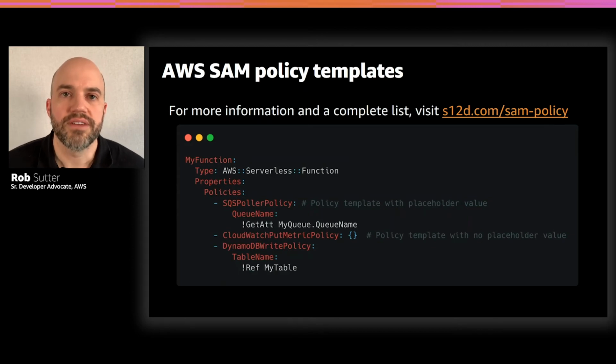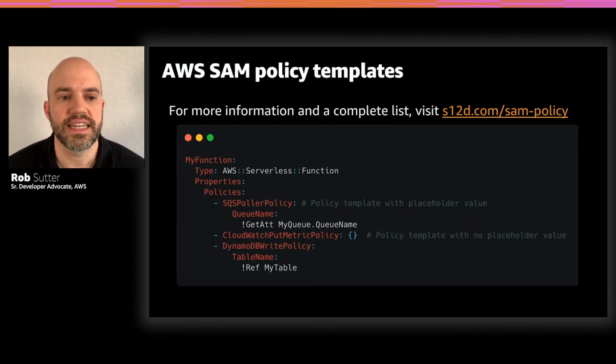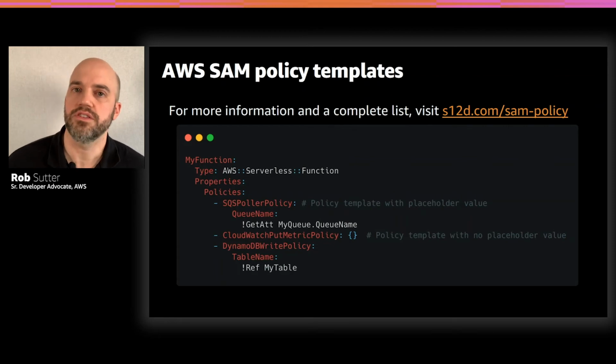Here we have an example of different types of policy templates. Policy templates can take no placeholder values. For example, the CloudWatch put metric policy that you see here on the slide just takes an empty object. That means that this function is allowed to put CloudWatch metrics without any specifier.